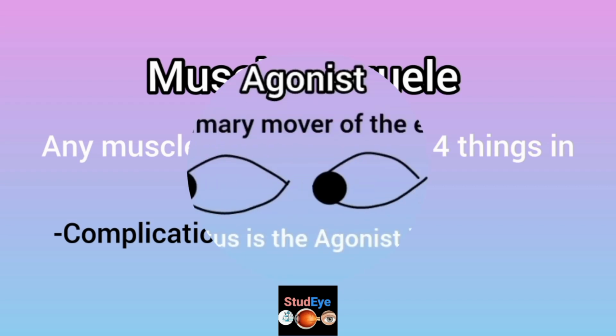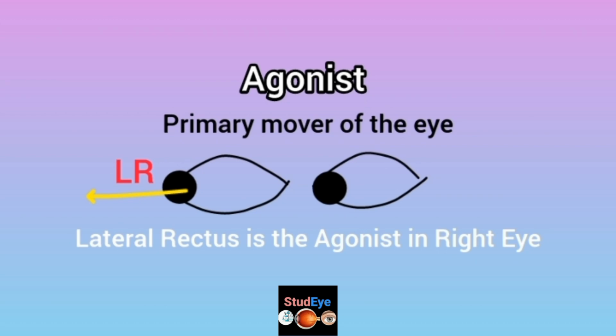So let's move on. Over here we are going to discuss first of all the agonist. Agonists are the primary movers of the eye, right? The muscle that is actually performing the action is the agonist. In this example and picture you can see that we are going to focus only on the right eye. The right eye is abducting right now. In this state the primary mover of the eye, the muscle that is performing the action, is the lateral rectus. So the lateral rectus is the agonist in the right eye.